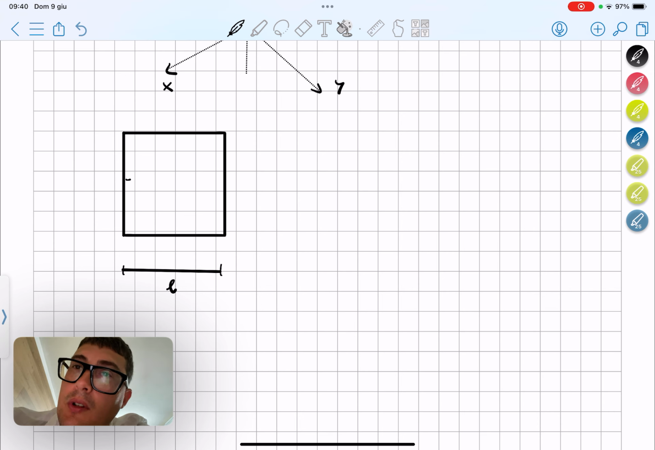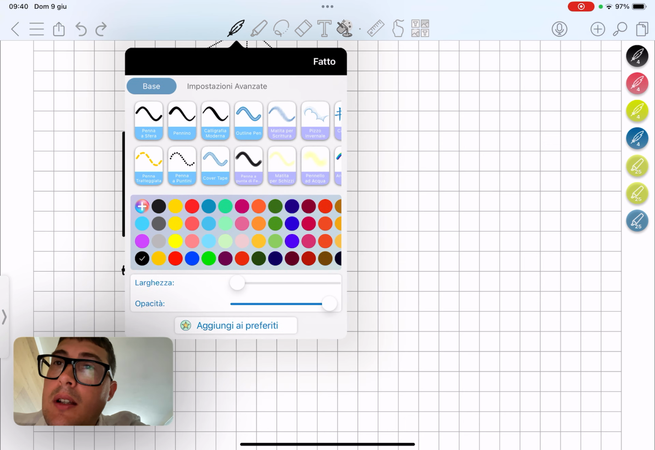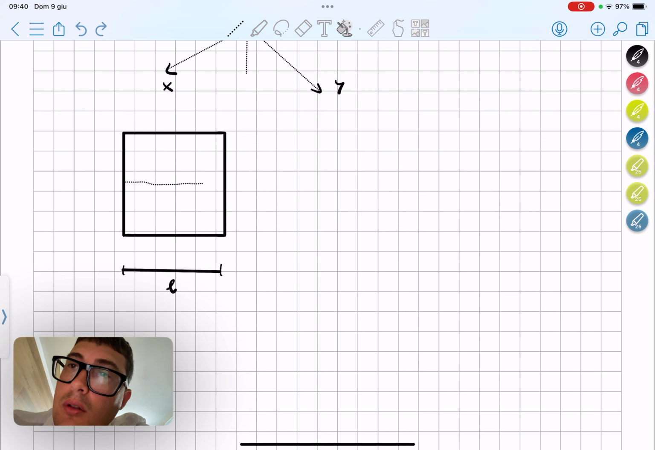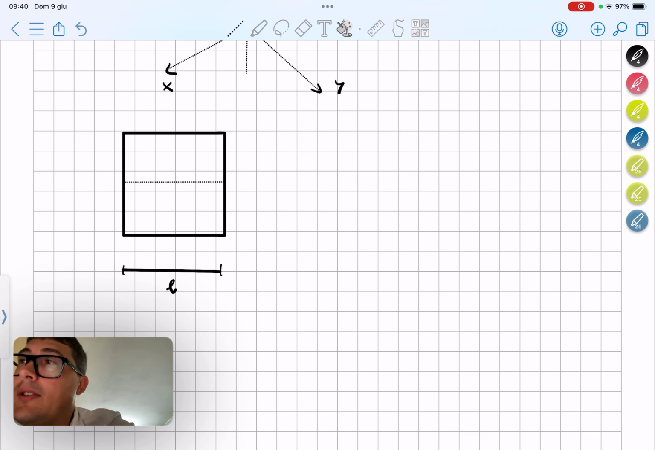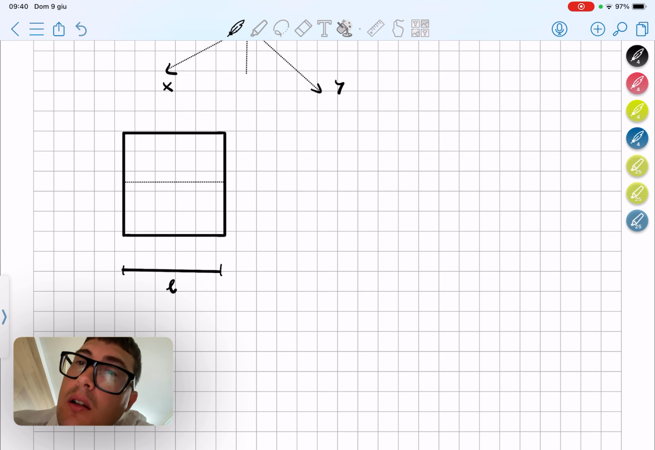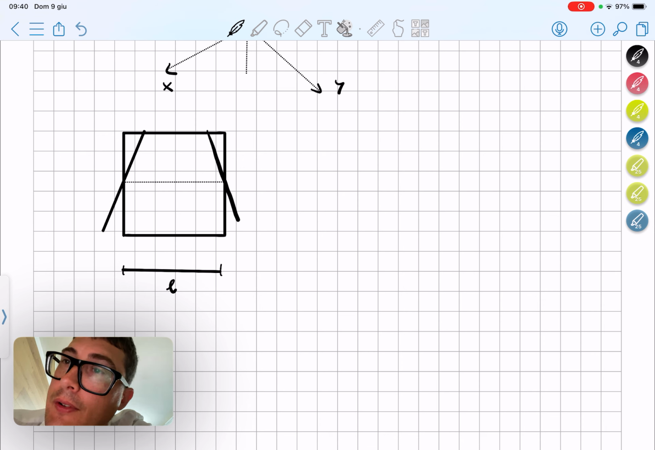It has a neutral axis. What is a neutral axis? It is an axis in which the stress and the strain are equal to 0. So there is no strain. And when we bend this, we see that it crosses the neutral axis.